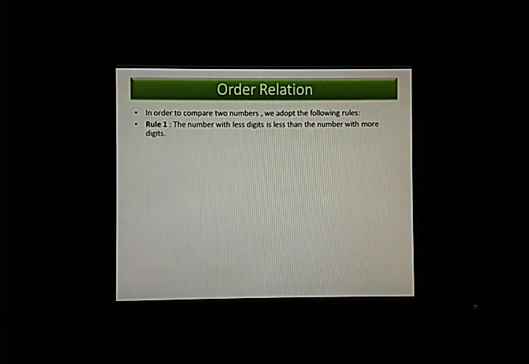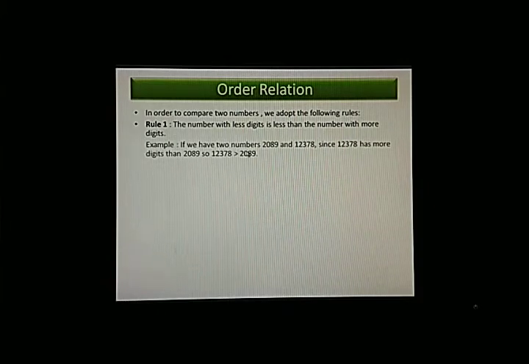Let us see. Rule number 1. The number with less digits is less than the number with more digits. This is very obvious. The number which has less number of digits will be lesser than the number which has more number of digits. Say for example, we have two numbers, 2089 and 12378. So here obviously this number has 5 digits and here it has only 4 digits. So which is less? This is less. So obviously this will be less than this number.